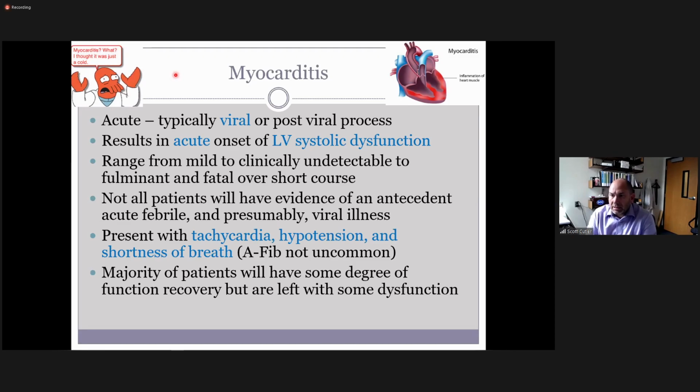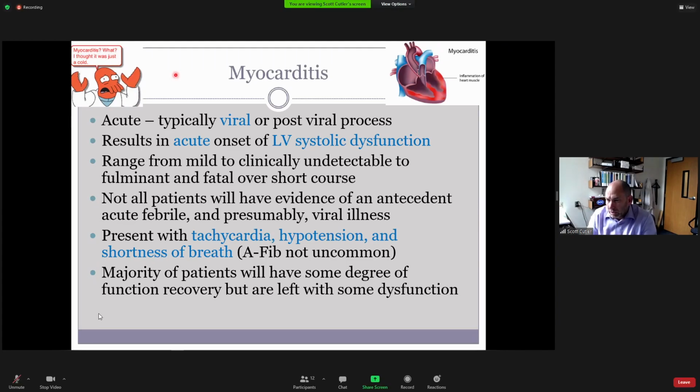So you'll be seeing that, and it will be global. So it will be over the whole heart as a whole. It's going to range from mild to clinically undetectable to fulminant and possibly fatal, okay, over a short course.